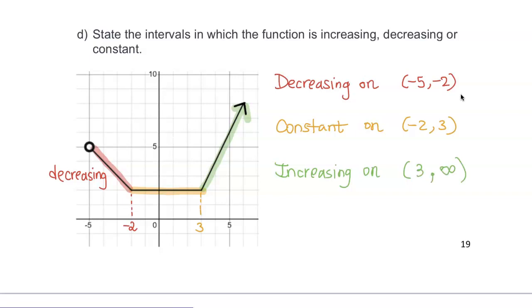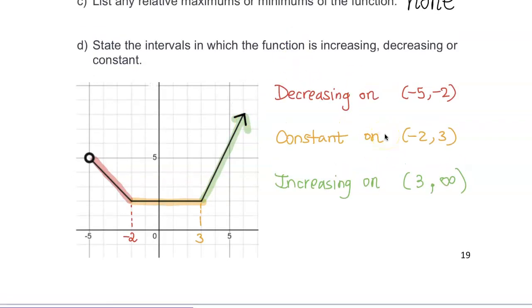So you always read it from left to right. Start from the left. We notice it's going down from -5 to -2. It's a flat line, a constant, from -2 to 3, and increasing from 3 forever to the right. Now, you must always use the x coordinates when you are writing interval notation. So just block out the y-axis. Don't even look at the numbers on the y-axis, because you will never use those numbers when you are writing intervals for increasing, decreasing, or constant.